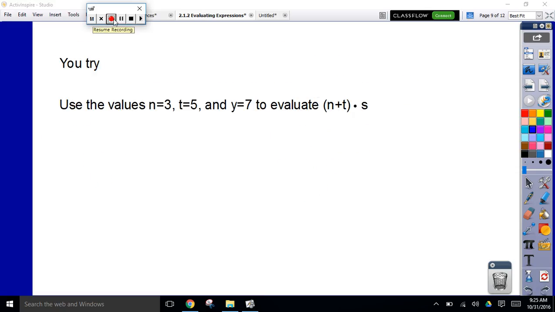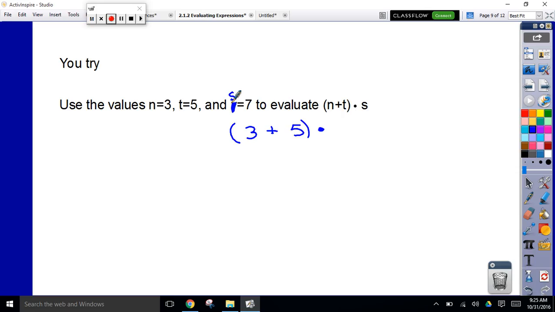Okay, so we're using these values, putting them into this expression. I have n, which is 3, plus t, which is 5, times s. Wait a second, I have a mistake on mine. Yours was correct, wasn't it? Did yours say s here? Yeah. Okay, so I fixed it on yours, forgot to fix it on mine.